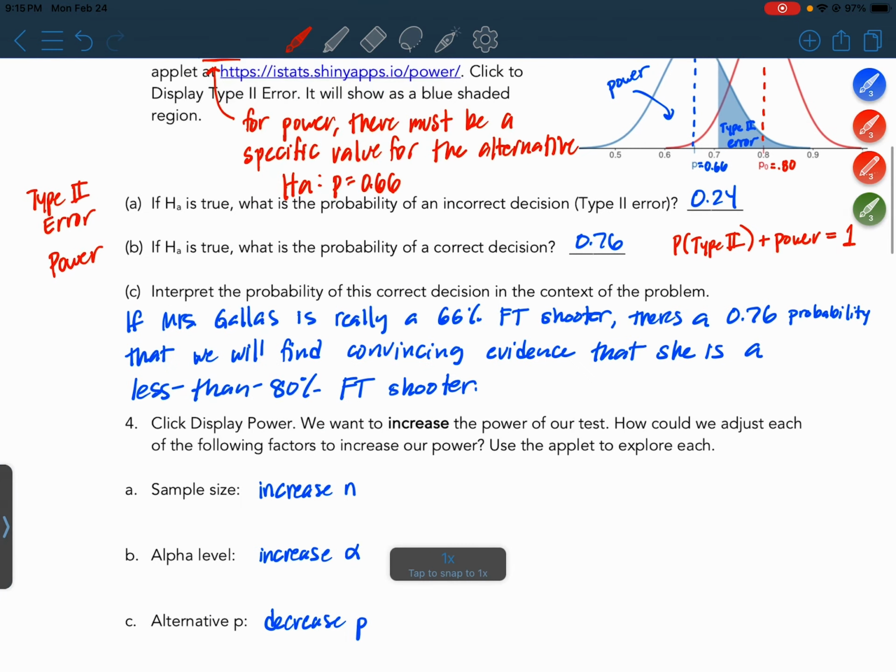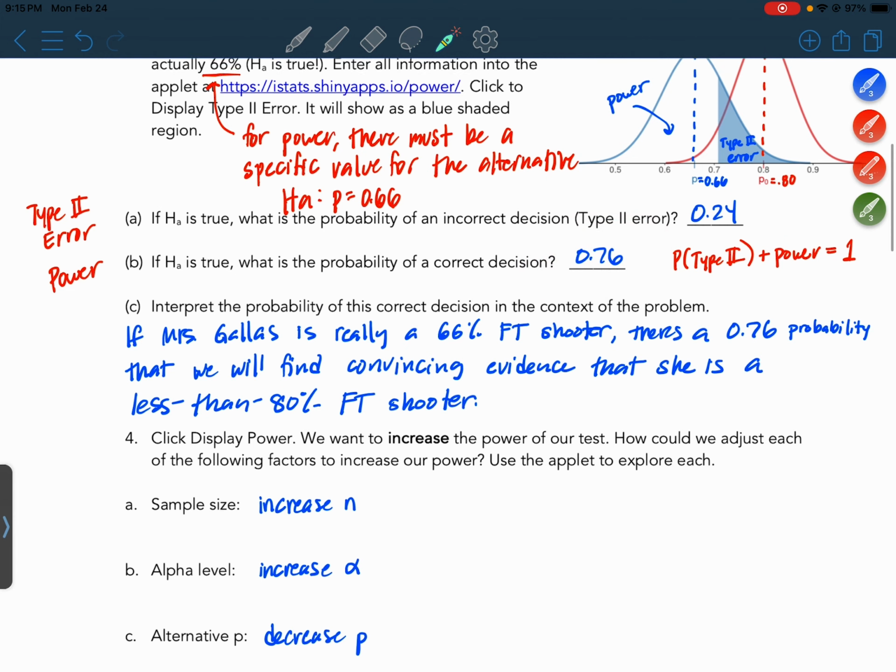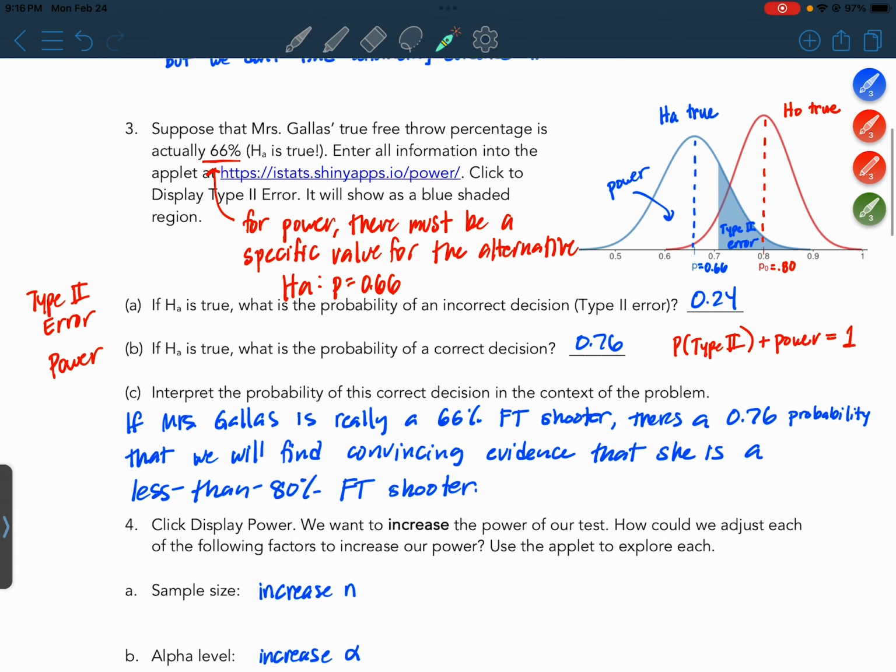All right. The next question is an interpretation question. So we want to describe what this probability means in context. First of all, it has to do with the alternative being true and us making the correct decision. So in context, that means Mrs. Gallus is really a 66% free throw shooter. That's what it means for the alternative to be true.